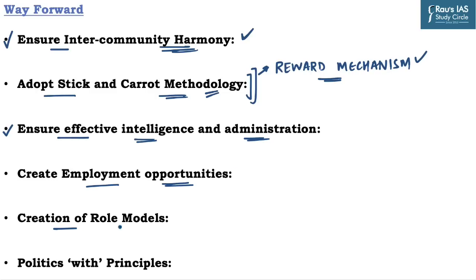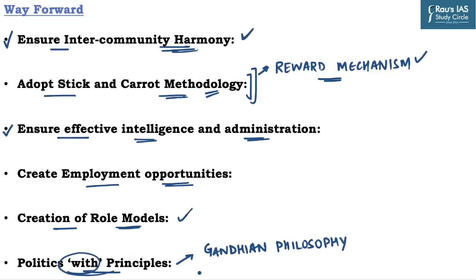The next one is creation of role models. The religious and political institutions should create more and more role models so that common people can be inspired and modify their attitudes as per their role models. So it can be an effective strategy. The last one is politics with principles. Now, politics with principle talks about the Gandhian philosophy, welfare of all, irrespective of their political or religious affiliations. By using such strategies, we can protect our people and promote unity and brotherhood among them.